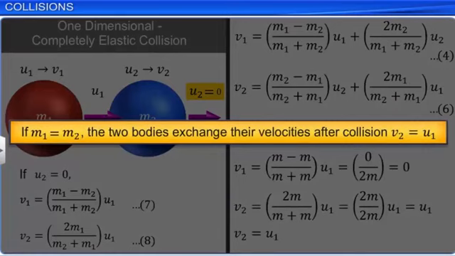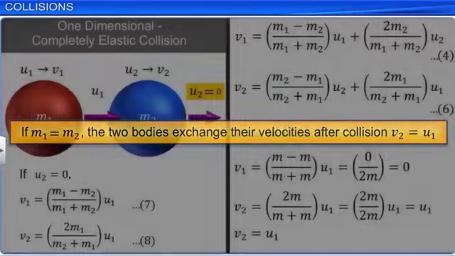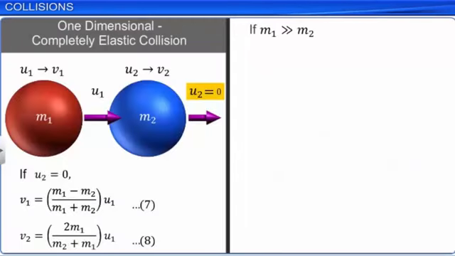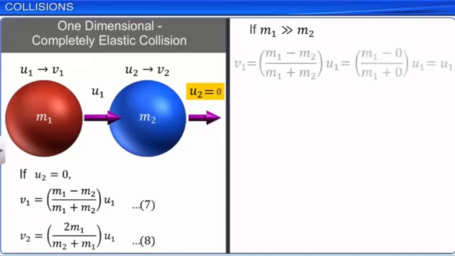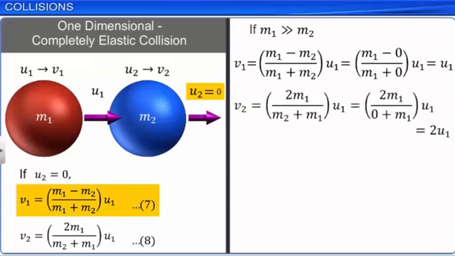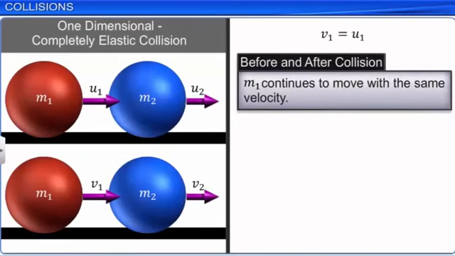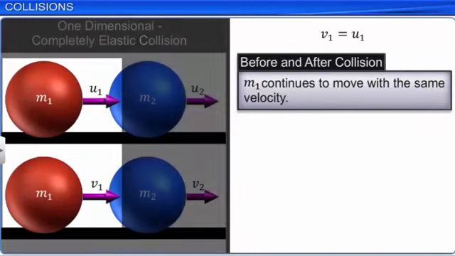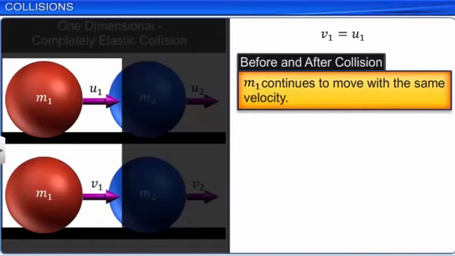If m1 is much greater than m2, then we neglect m2 in equations 7 and 8. Thus, we get v1 from equation 7 equal to u1. And also, we obtain v2 from equation 8 equal to 2u1. Therefore, in such a case, we see that m1 continues to move with the same velocity as it had before the collision, whereas m2 now acquires double the initial velocity of that of m1.